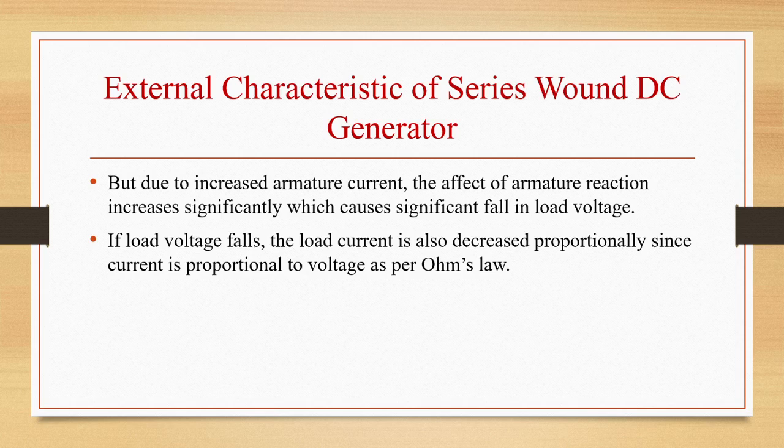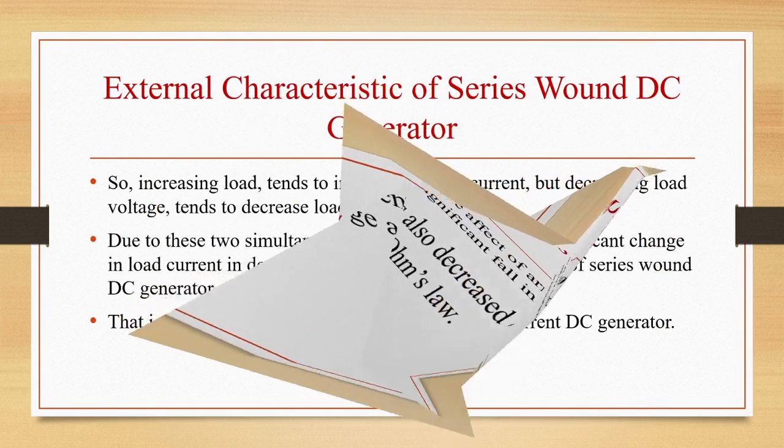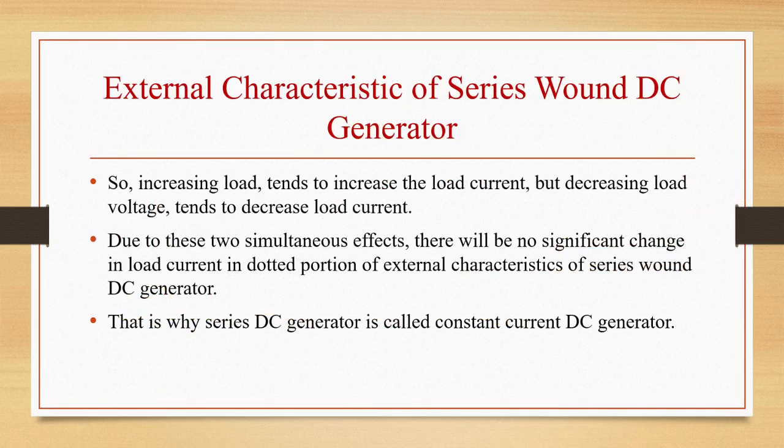Current is increasing, but voltage is dropping. If voltage falls, load current is also decreased proportionally. So if load voltage is decreasing, then load current will also decrease proportionally, since current is proportional to voltage as per Ohm's law. Voltage and current are proportional to each other. So increasing load tends to increase the load current but decreases the load voltage, and that will tend to decrease the load current. So is this point clear, everyone?